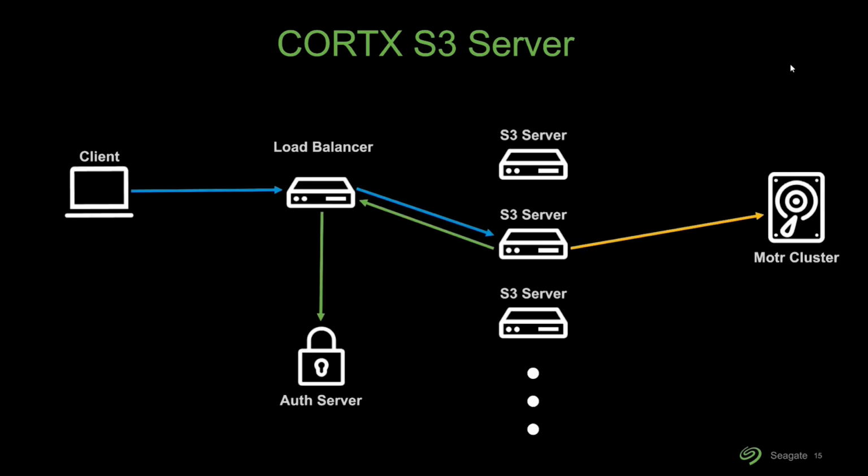So the way that the S3 server in CORTX looks is shown here. The client makes an HTTP request for bucket contents or what have you. That'll go through a load balancer, which dispatches it to one of the S3 servers, and then those can scale in or out as needed. There might be a check for authentication, authorization needed, so the S3 server can do that. And then once the request is okay, then it talks to the motor cluster to get the actual data or metadata and pass all that back to the user.